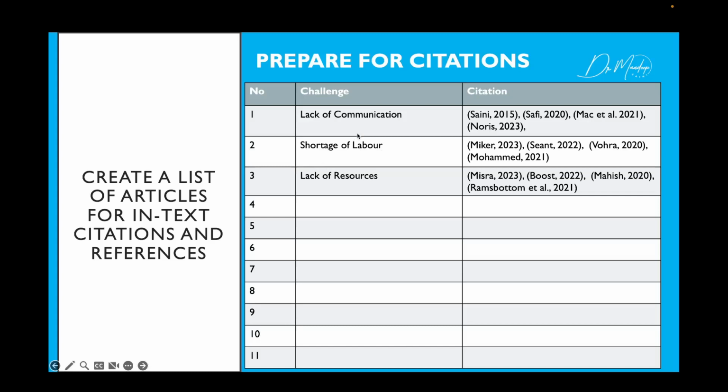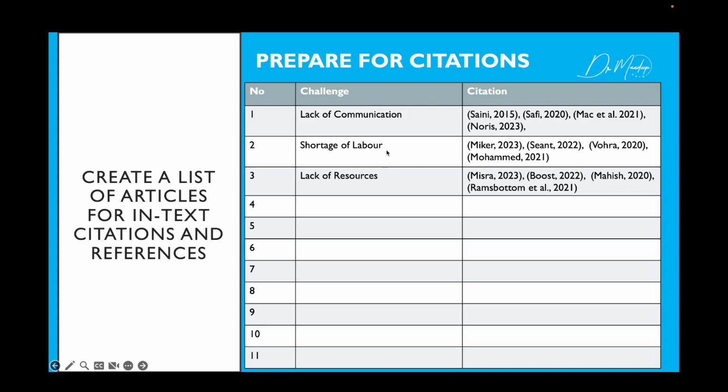Now, the articles you have are talking about challenge 1, lack of communication. You can just talk about where the challenge is coming from, and who talked about this challenge. As an example, a number of people are talking about challenge 1, which is Sani 2015, Safi 2020, Mac et al 2021, and Norris 2023. So those four people are talking about challenge 1, lack of communication. But for the second challenge, shortage of labor, four other people are talking about shortage of labor. And then four other people are talking about lack of resources.